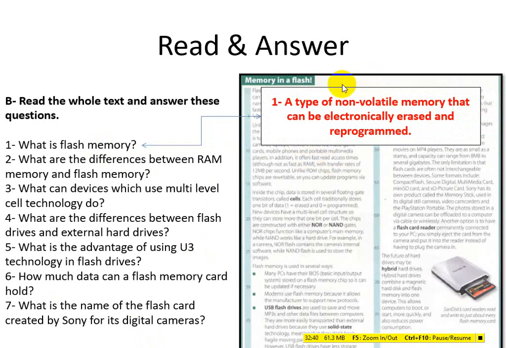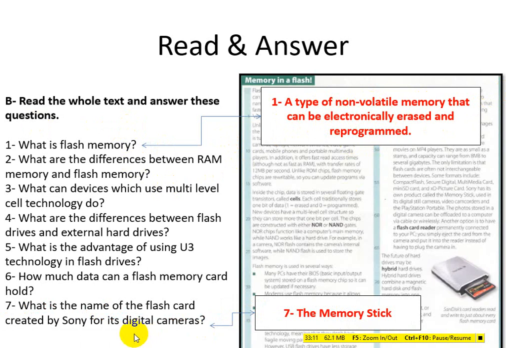A type of non-volatile memory, meaning permanent. We said volatile means it evaporates; non means negative, so it does not evaporate. Permanent memory stays in your flash, and can be electronically erased and reprogrammed. This is the flash memory. The second one, memory stick, for number 7, is the flash card created by Sony.